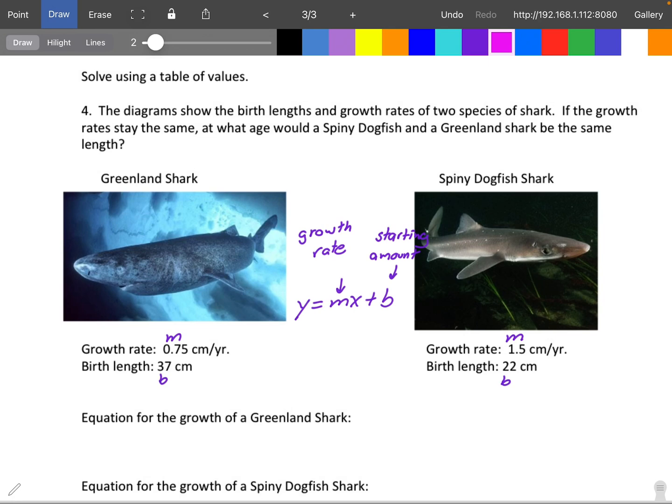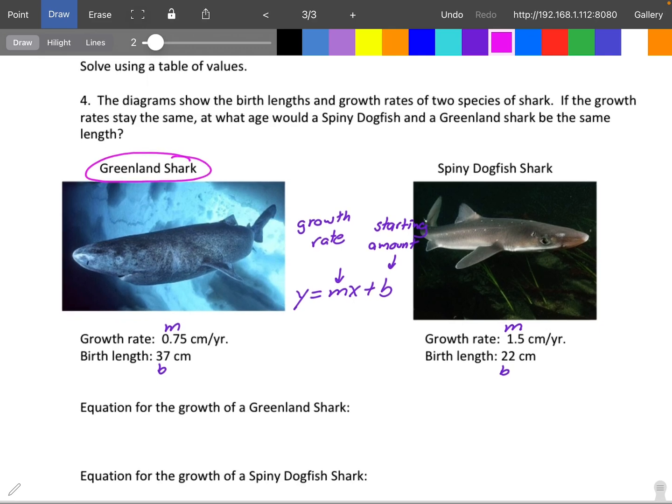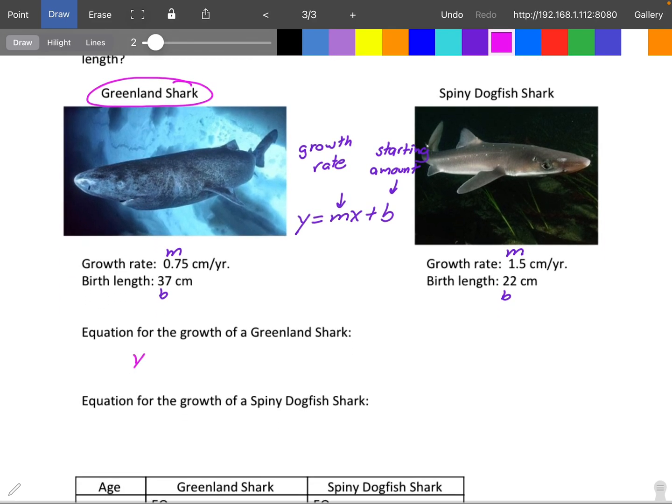So if I want to write an equation for the growth of a Greenland shark, so Greenland shark is here, then that's going to be y equals, well, we said m is 0.75. Don't forget your x. And then plus b, the beginning amount, our birth length is 37 centimeters. So we have an equation for the Greenland shark.